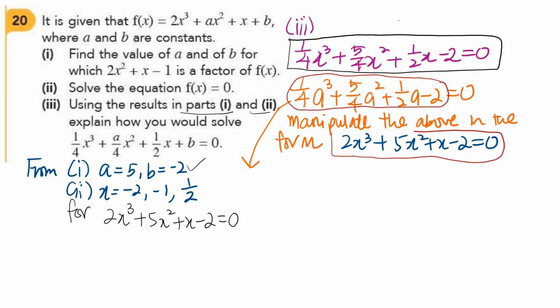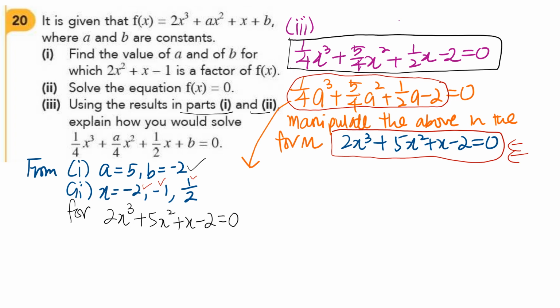Why make it in this form? Because we already found the answer for 2x cubed plus 5x squared plus x minus 2 equals 0. We already found it to be x equals to negative 2, negative 1, and half. You understand? So I'm just making use of 2x cubed plus 5x squared plus x minus 2 equals to 0 to get my answer for part 3. So I need to do some magic.